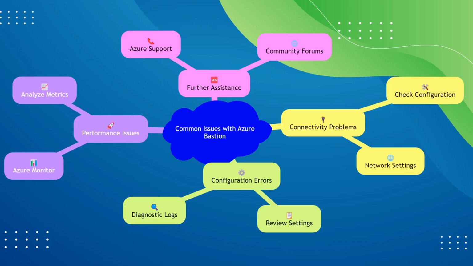Common issues with Azure Bastion include connectivity problems, configuration errors, and performance issues. To troubleshoot, start by checking the Bastion host configuration and network settings. Use Azure Monitor and diagnostic logs to identify the root cause of the issue. If problems persist, consult Azure support or community forums for additional assistance.